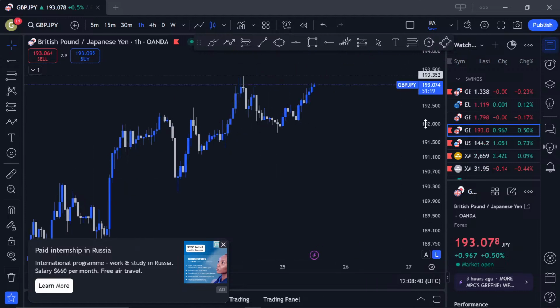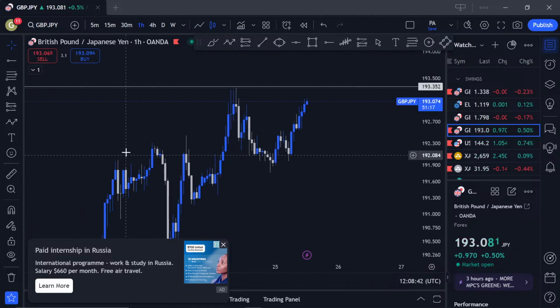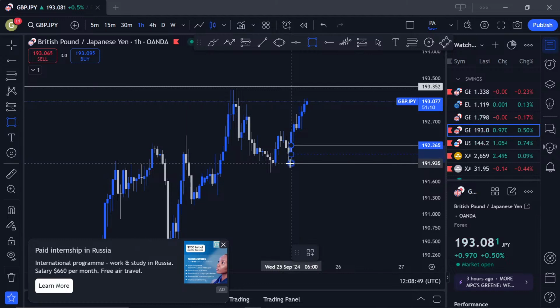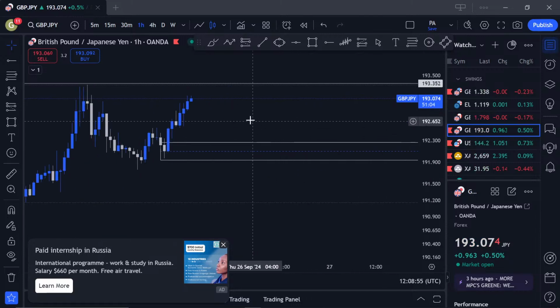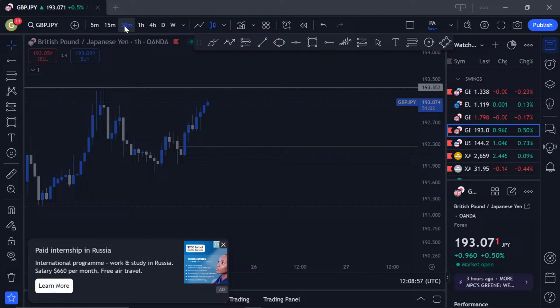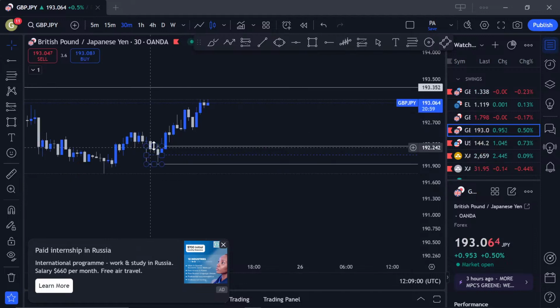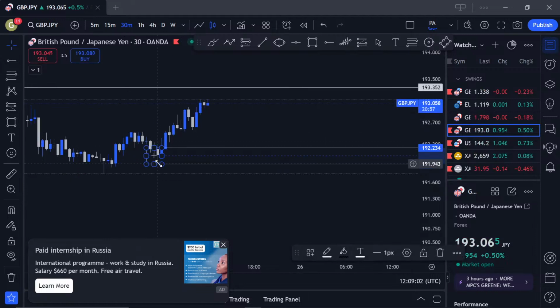Now looking at the 1-hour time frame here, the market is pushing to the upside, and at the same time left this demand level right behind here. We have this demand level right here, it's this white candle before the blue one there. So we'll come down to the 30-minute time frame, where we can refine it a bit smaller.